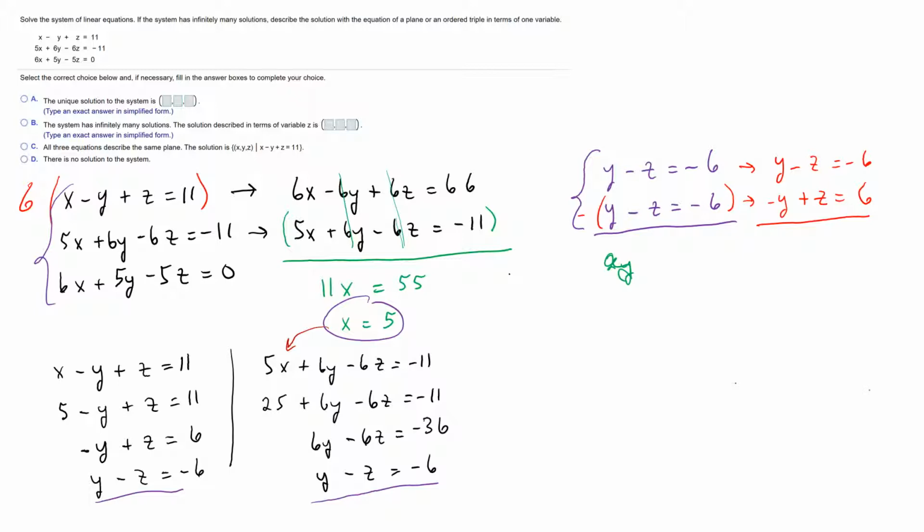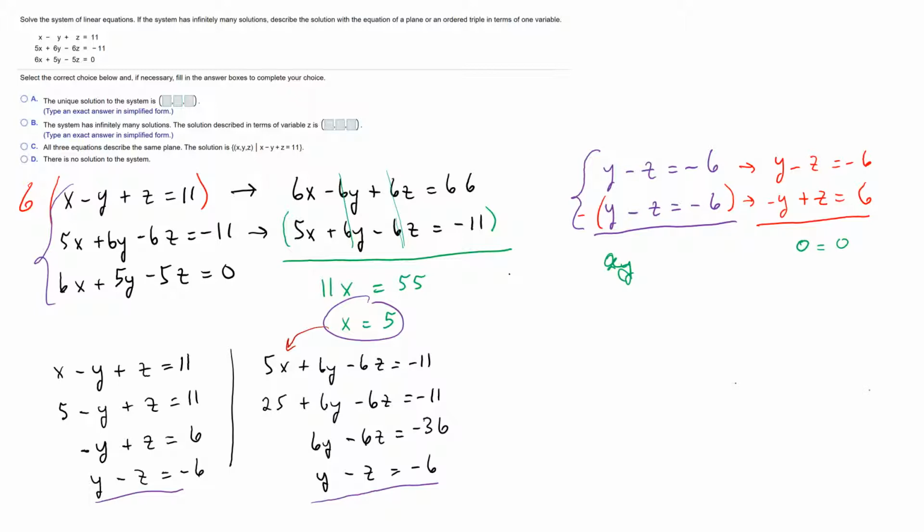And watch what happens. If I add them, the y's are eliminated, the z's are eliminated, and so I end up getting 0 equals 0. Once I add the 6's, I get 0. This is called an identity. Whenever the variables all cancel out and I get a true statement, like 0 equals 0, or 5 equals 5, what that sort of means is that all numbers are solutions.